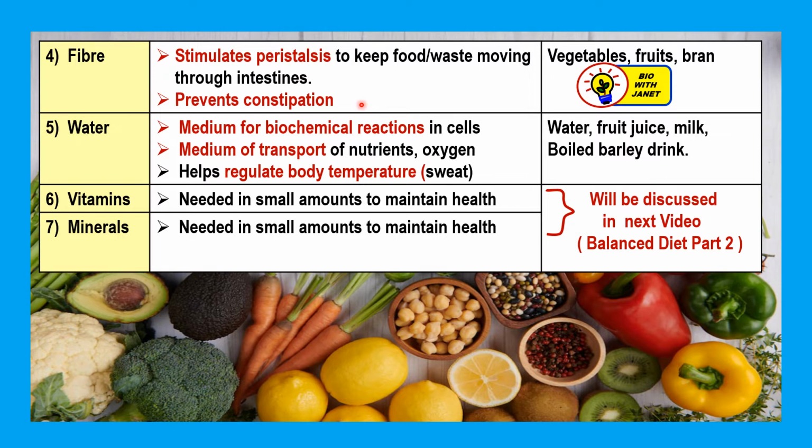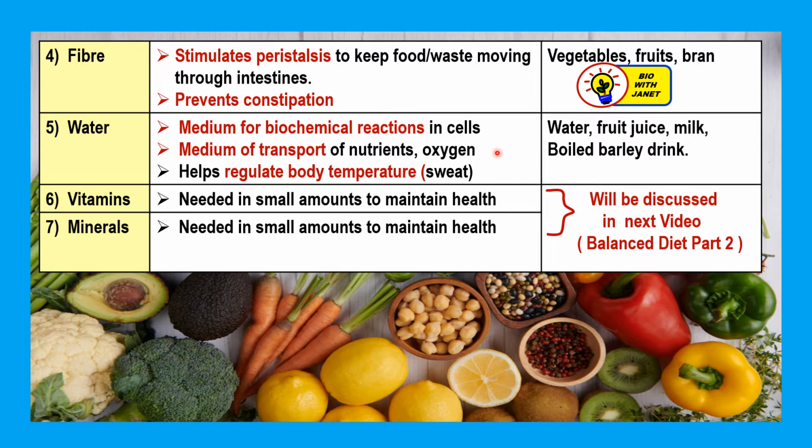Okay, so fruits and vegetables have a lot of cellulose which cannot be digested by the body, and this will form the fiber that will be defecated, but it's needed to help stimulate peristalsis. Okay, now water. Water is the medium for biochemical reactions in cells, so we need to drink water so that the enzymatic reactions in cells can be carried out.